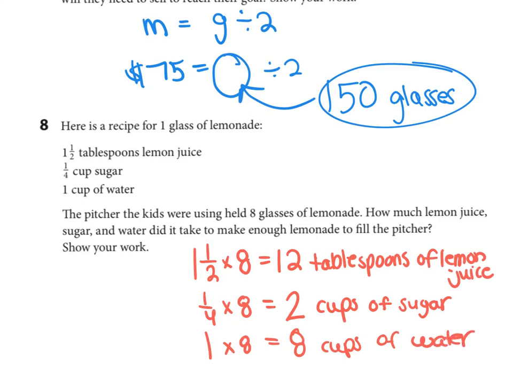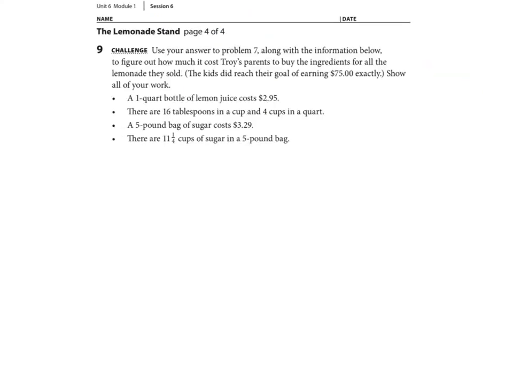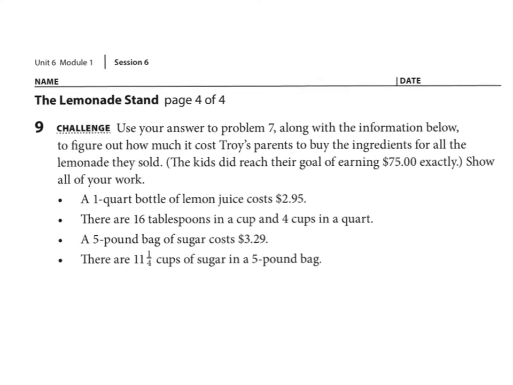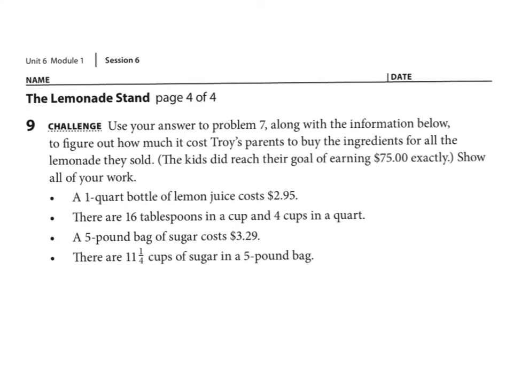And lastly, we're looking at the challenge. Use your answer to problem 7 along with the information below to figure out how much it cost Troy's parents to buy the ingredients for all the lemonade they sold. The kids did reach their goal of earning $75 exactly. Show all of your work.